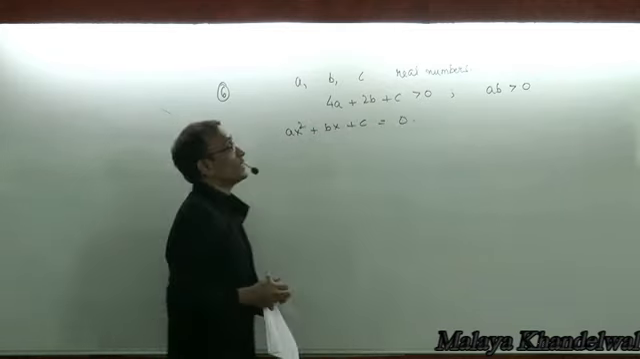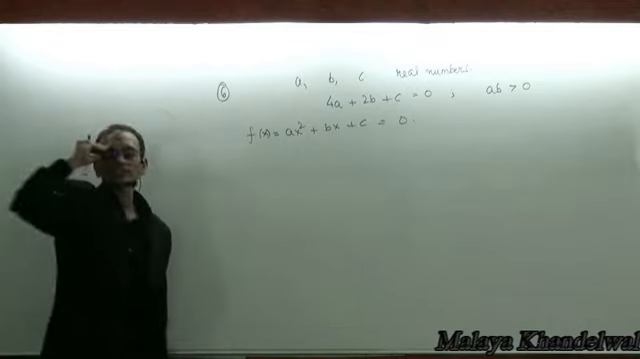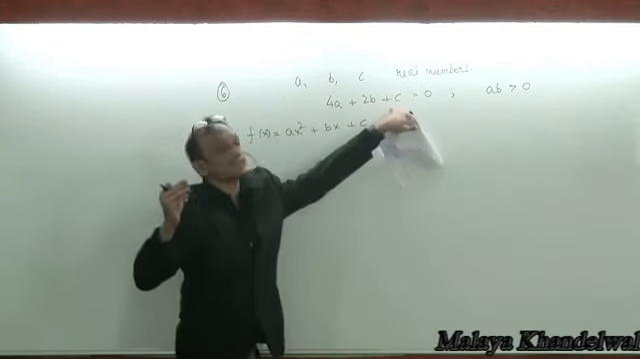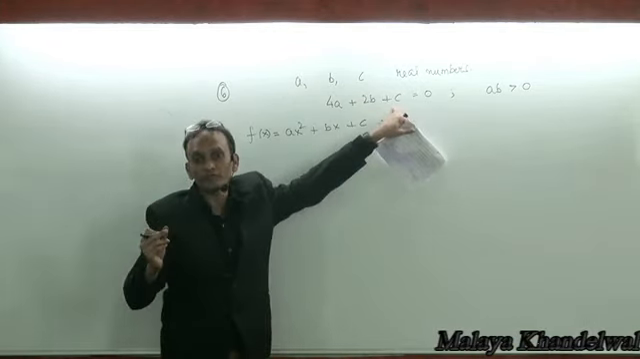Now, if I call this expression f of x, then what is this? This is f of 2. Very clearly, f of 2 is 0. That means this vanishes for x equal to 2. Right? That means x equal to 2 is a root of the quadratic. Now, A, B, C are real numbers. So, if one root is real, the other root must also be real. So, the quadratic must have both roots real.